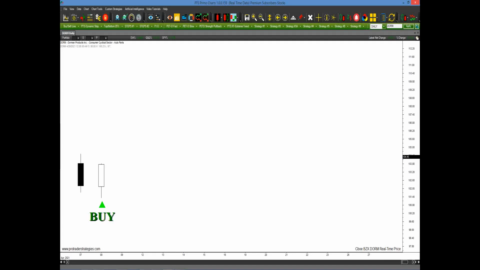For example, let's say you had a buy signal here last month in DORM, D-O-R-M, dormant products. And initially, the PTS Dynamic Stop would have generated a stop right below there.